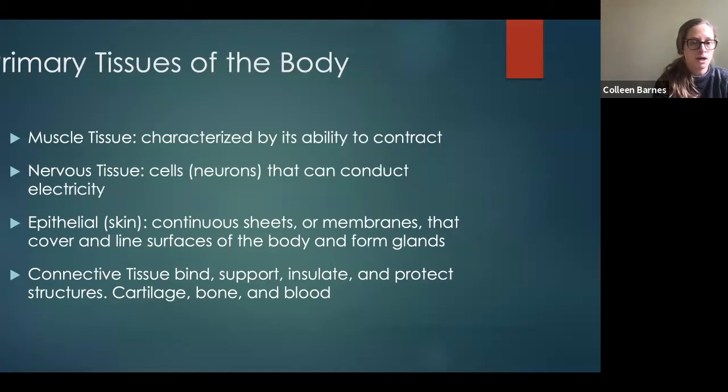Primary tissues of the body, starting with muscle tissue. This is characterized by its ability to contract. Nervous tissue, these are cells or neurons that can conduct electricity, reminding you of that nervous system that we went over in our last class. Epithelial, which is skin, it's the cells that create continuous sheets or membranes that cover and line surfaces of the body and form glands. And then there's connective tissue that binds, supports, insulates, and protects structures. This is cartilage, bone, and blood.